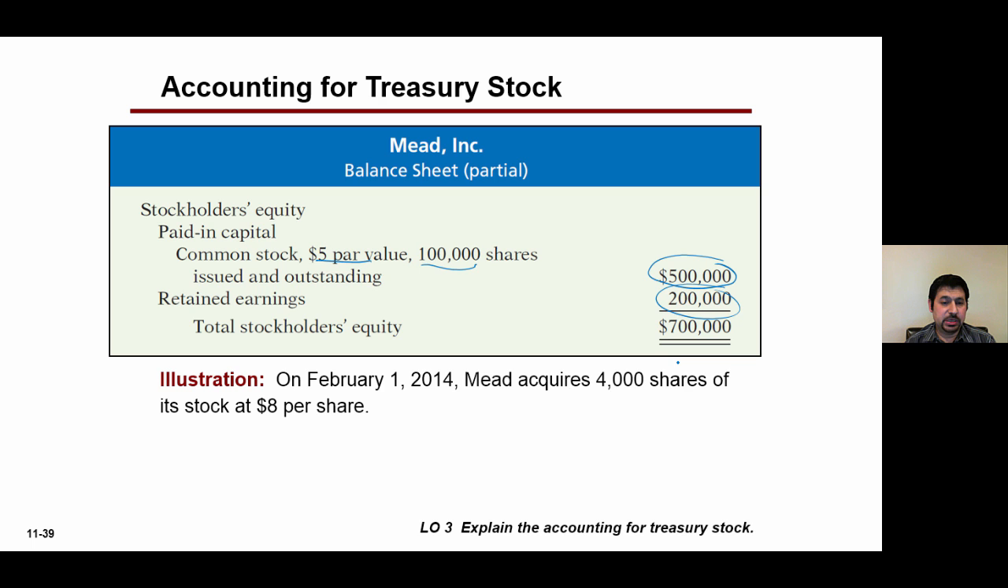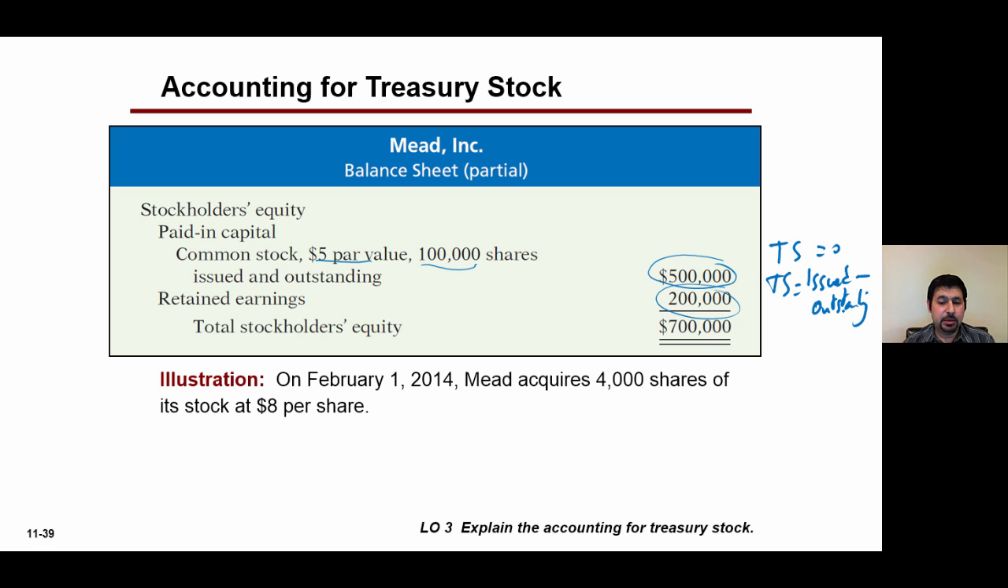If we look at this one, we see that the 100,000 shares are issued and outstanding, which means that the treasury stock is equal to 0, because treasury stock is equal to issued minus outstanding stock. So on February 1st, 2014, Mead acquires 4,000 shares of its stock at $8 per share. How does the company make the journal entry?